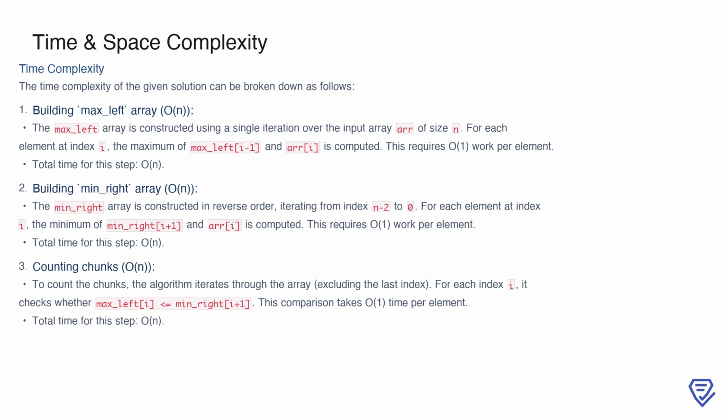Next, we construct the min_right array by iterating through the array in reverse. Similarly, for each index, we compute the minimum by comparing the current element with the minimum of the next index. Again, this is a linear pass with constant work per element, contributing O(n). Finally, we count the chunks by iterating through the array and comparing values between max_left and min_right. This involves one additional linear pass with constant work per comparison, adding another O(n). Each of these steps contributes linearly to the total time, making the overall complexity of the solution O(n).